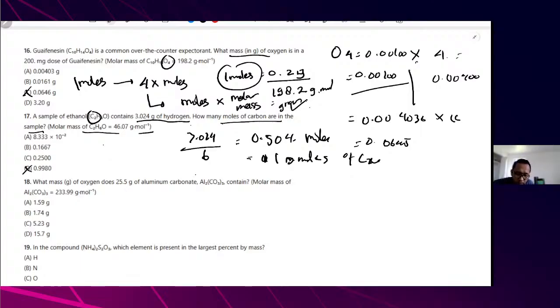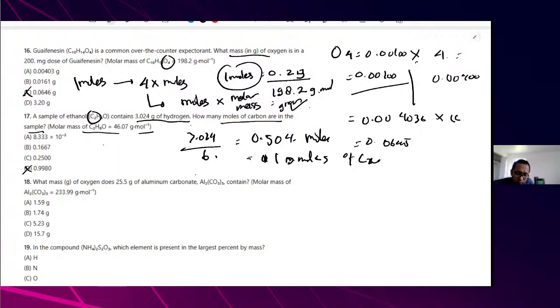No issue. It should be not exactly 6, but 6 times 1.001. So 3.024 divided by 6.006. Yeah, 1 mole. Okay.